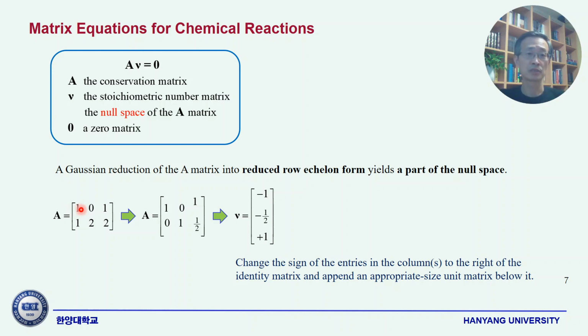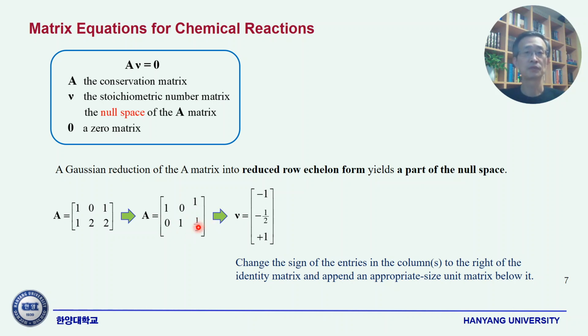So what you do here, with the first row and second row, is leave the first one, 1, 0, 1. But from the second row, you subtract the first row. What do you get? 1 minus 1 is 0. And 2 minus 0 is 2. 2 minus 1 is 1. So you now obtain 0, 2, 1.